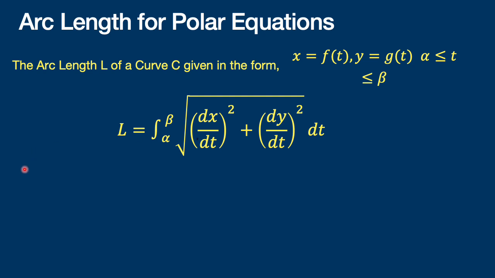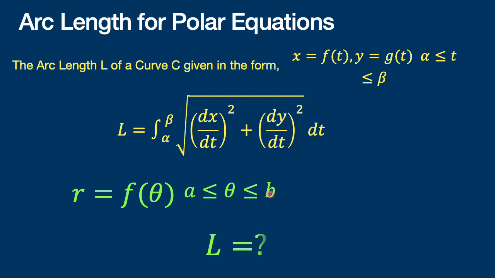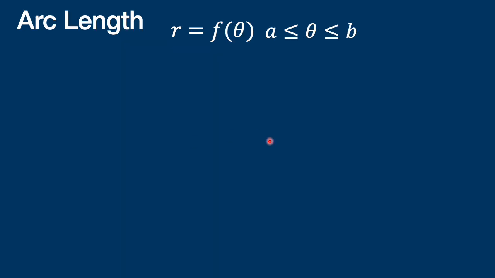Now we want to derive the arc length for the polar curve r equals f of theta, with theta between A and B. Here is the polar curve, theta from A to B, where r is f of theta. So x is r cosine theta, where r is f of theta, a function of theta, and y equals r sine theta.